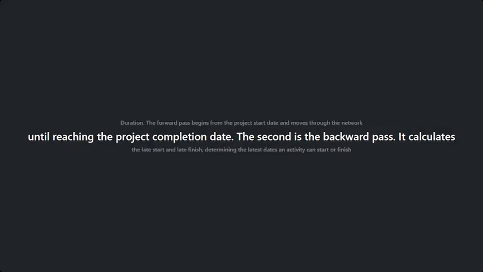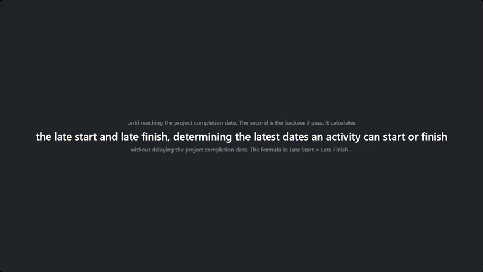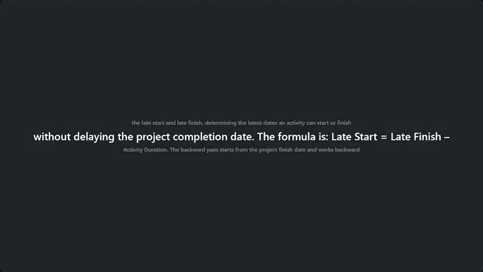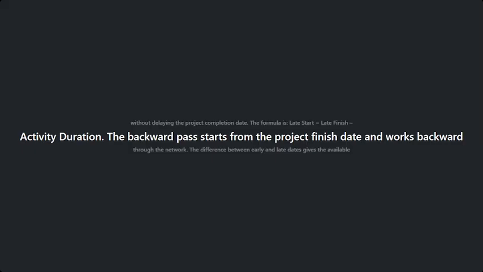The second is the backward pass. It calculates the late start and late finish, determining the latest dates an activity can start or finish without delaying the project completion date. The formula is late start equals late finish minus activity duration. The backward pass starts from the project finish date and works backwards through the network.